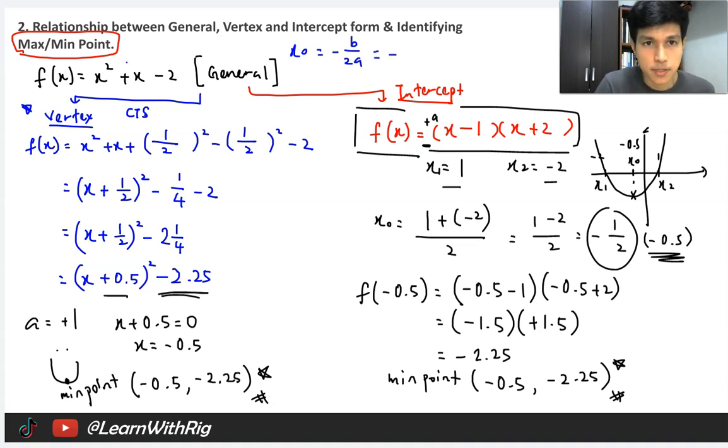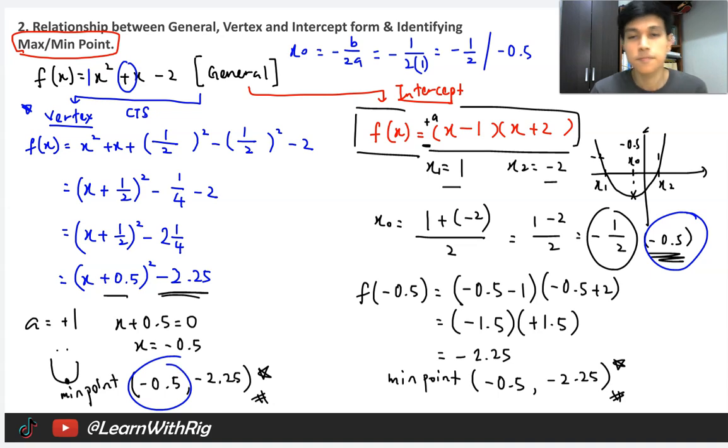Negative b, the b is what? Positive 1, correct? So negative 1 over 2. The a value is also 1, so you get negative 1 over 2, or negative 0.5, which is the same answer as the bottom two. Okay, so it's actually very fast. So you can use it to check your answer.